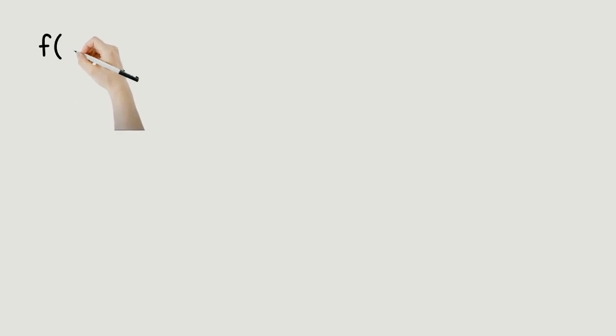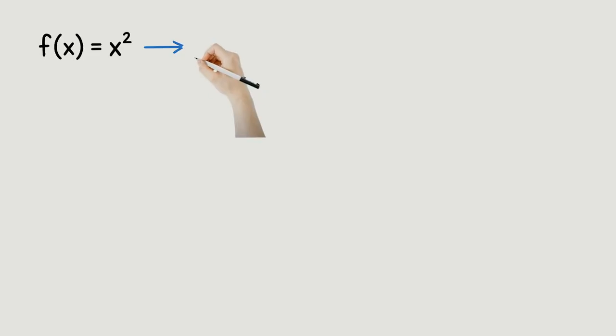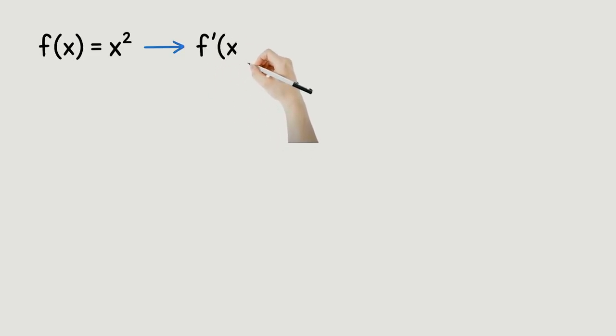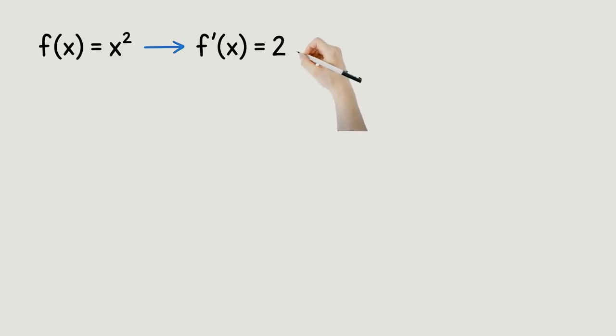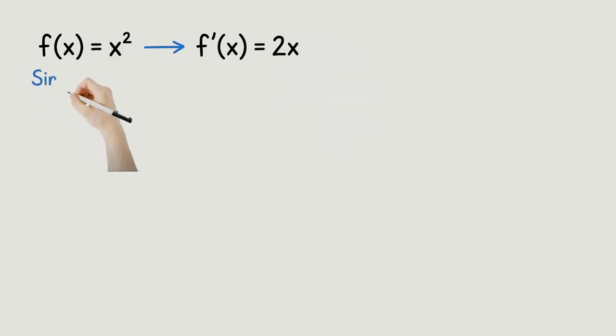A derivative answers a simple question. If I change one input a tiny bit, how fast does the output change? For example, if f of x equals x squared, the derivative is 2x. At x equals 3, that means a small increase in x makes the output grow about 6 times as fast.